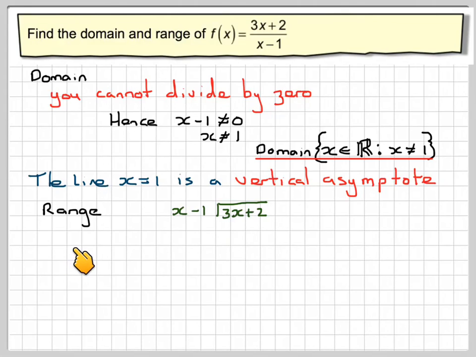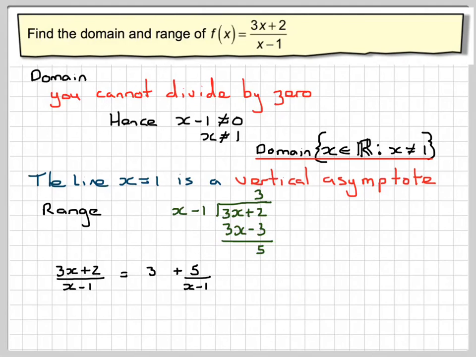The range, well, to get the range, we do the division. We've got 3x plus 2 divided by x minus 1. So we do 3x divided by x and we get 3. 3 times x gives me 3x. 3 times minus 1 gives me minus 3. 3x minus 3x gives me nothing, but 2 minus 3 gives me 5. Which now means that 3x plus 2 over x minus 1 can be equal to the answer 3 plus 5 over the divisor, so plus 5 over x minus 1.